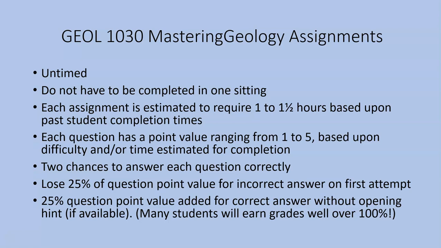But if you answer any question without opening a hint, so many questions have hints, and if you answer the question without opening that hint, then you get an extra 25%. So for example, if it were a 4-point question, and you answered the question correctly the first time without opening the hint, you would actually get the 4 points plus 25%, 1 additional point, so a total of 5 points for that question. So many students will find that they earn grades well over 100% on each of the Mastering Geology assignments. And this is the extra credit that is built into the course.